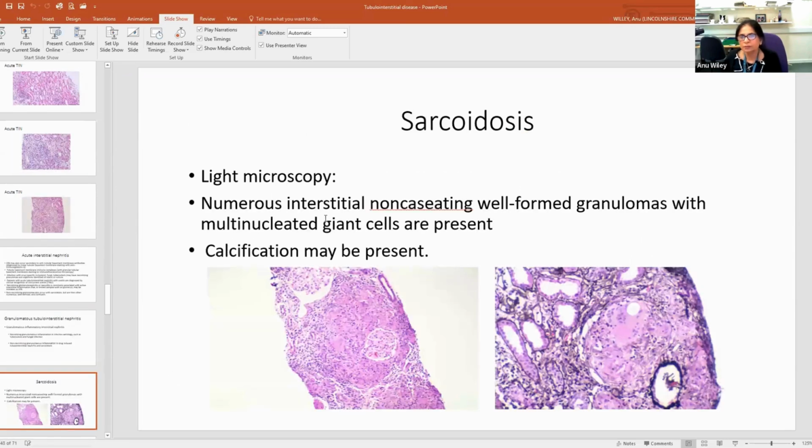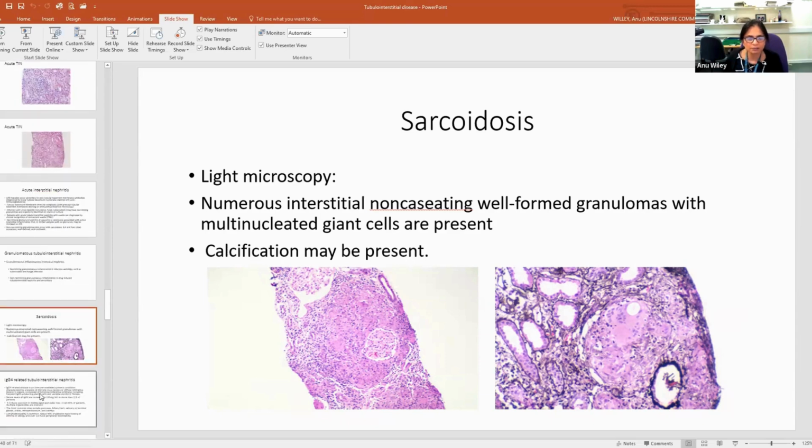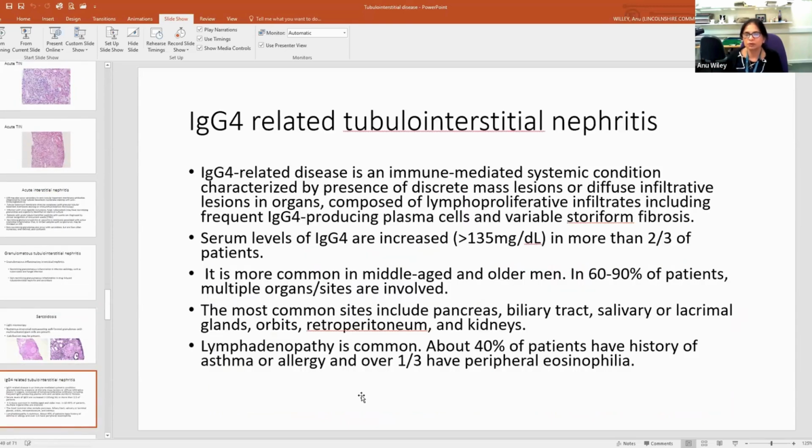So here you've got sarcoidosis, large interstitial granulomas. They just separate the tubules. They don't damage the tubules, they make space for themselves, and they have well-formed granulomas with multinucleated giant cells along with calcification, as you would see in any patient who's got sarcoidosis.